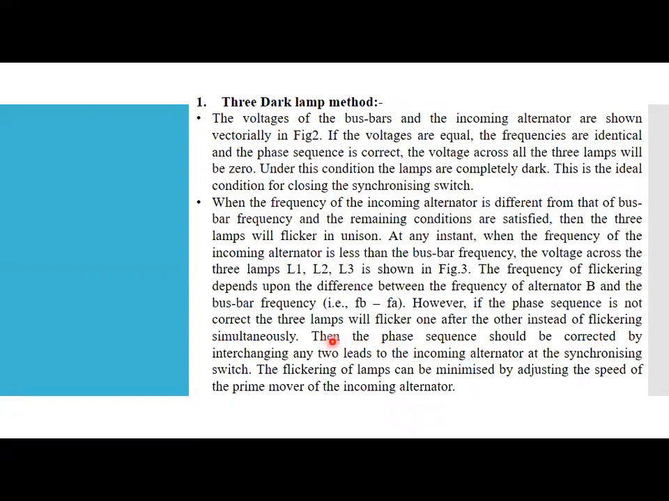So if the phase sequence is not the same, what does that mean? We are not connecting R with R, Y with Y, and B with B. Then what we have to do is simply change two leads. The phase sequence should be corrected by interchanging any two leads. Then the phase sequence will remain the same.